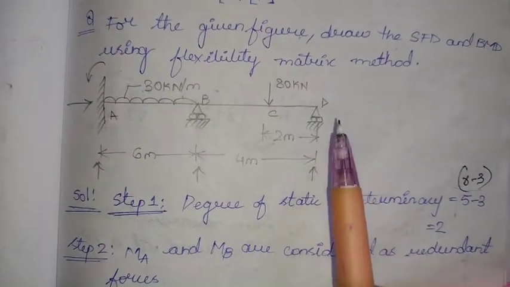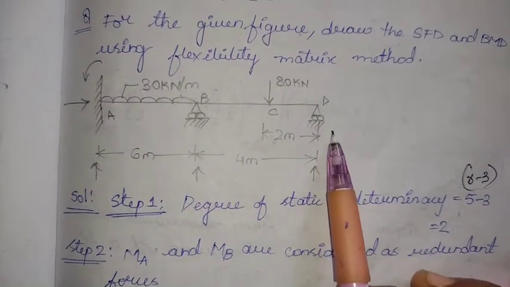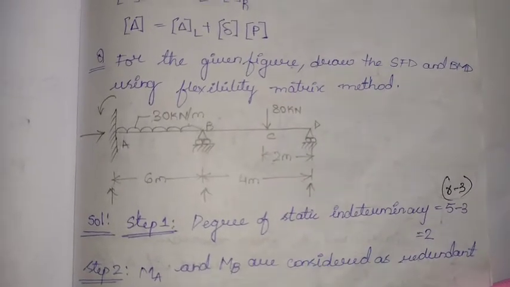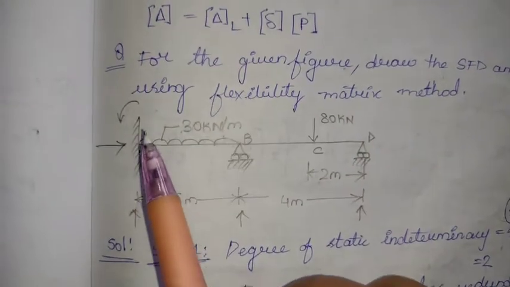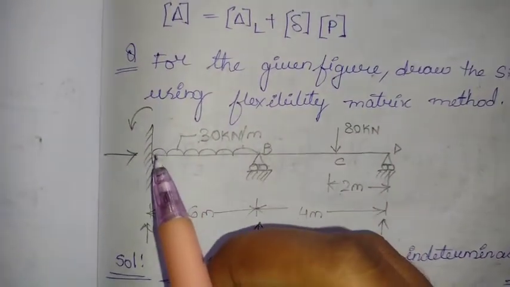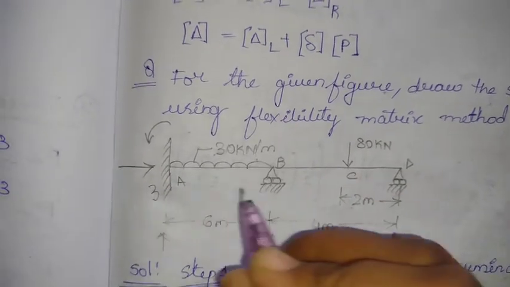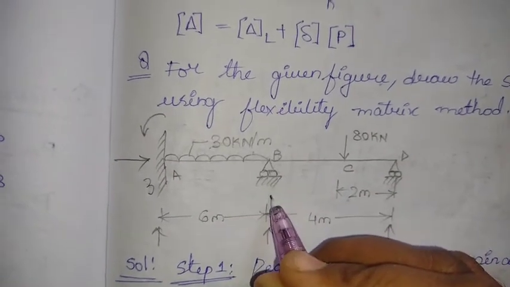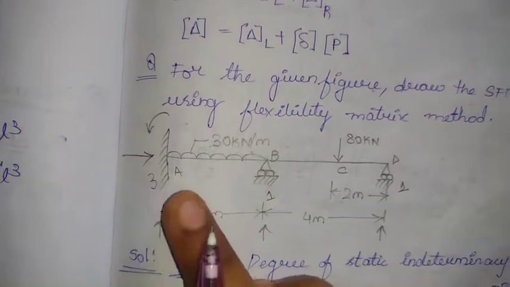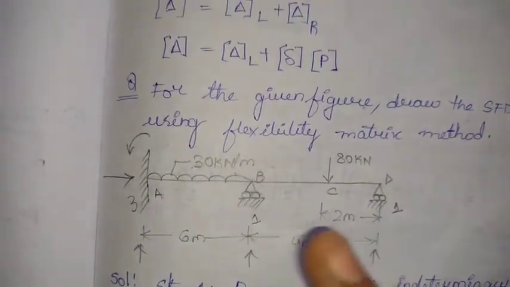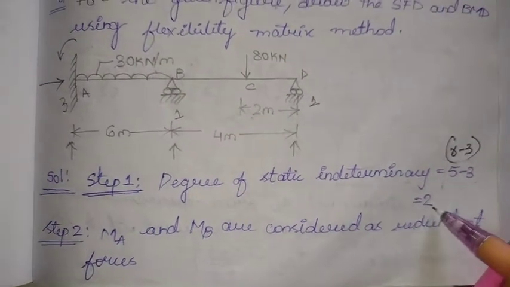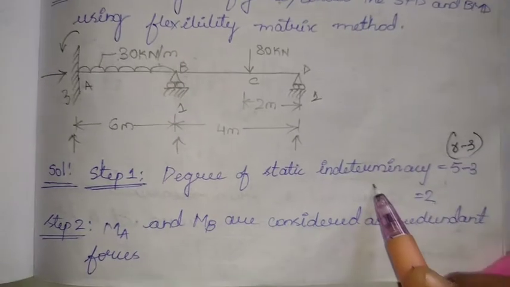To understand this better, please view the beam video on my channel, because there I am explaining the reactions to be considered at each support. So for a fixed support we'll have 3 reactions, for a roller we'll have 1 reaction, and again 1 reaction. In total we have 3 plus 1 plus 1, that is 5 reactions. 5 minus 3 gives 2. 2 is the degree of static indeterminacy.